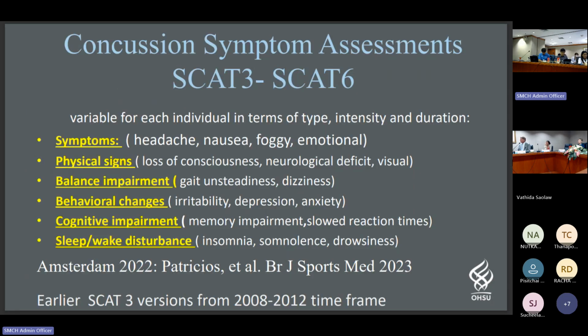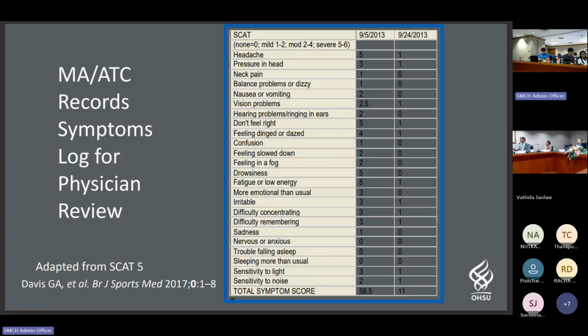Now, this concussion symptom assessment started out in the SCAT-3 and now all the way up to the SCAT-6. We tend to keep using the SCAT-5 for now because it goes better with our database, but it focuses on symptoms, physical signs, balance impairment, behavioral changes, cognitive impairment, and then sleep-wake issues. And we'll go over these a little bit more in depth, but these are all characterized in the SCAT test. And this is what the SCAT test looks like.